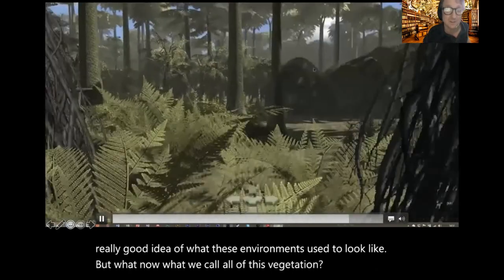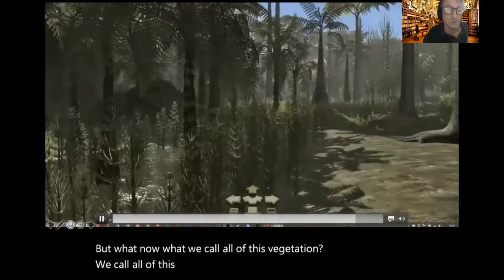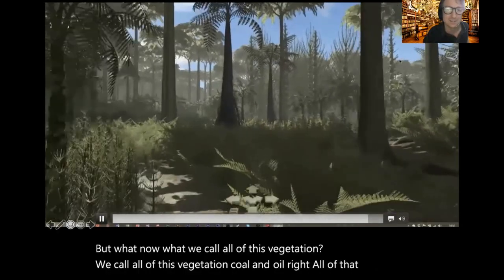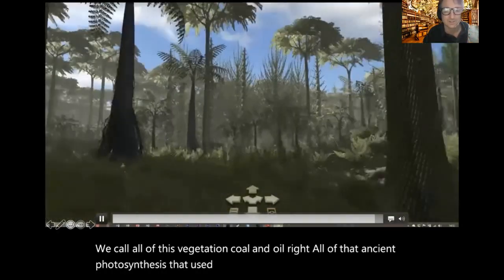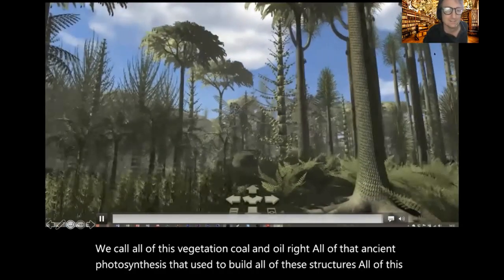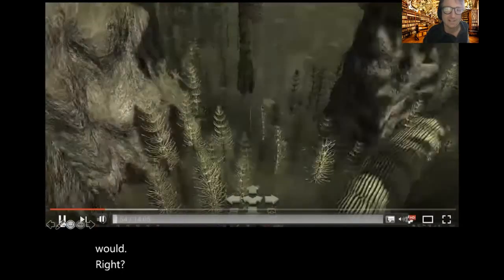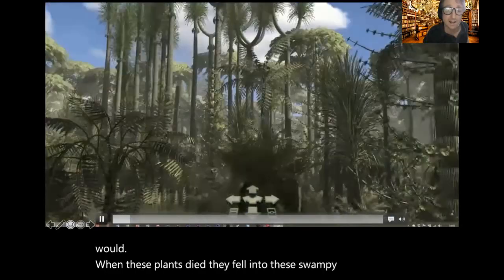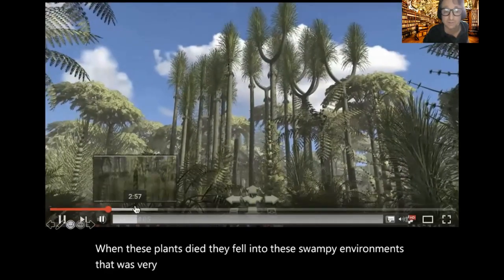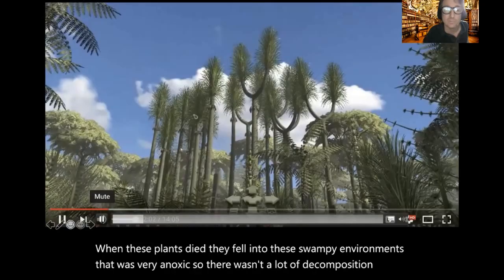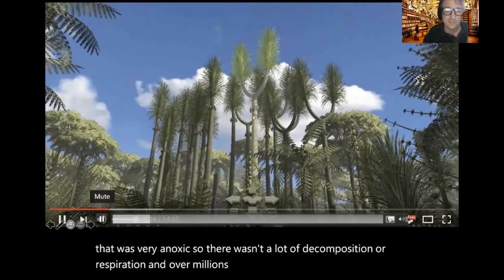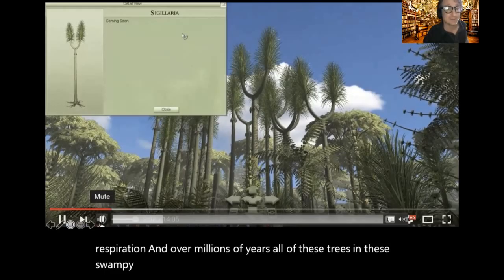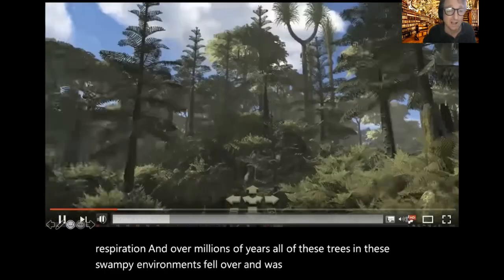We call all of this vegetation coal and oil, right? All of that ancient photosynthesis that used to build all of these structures, all of this wood. When these plants died, they fell into these swampy environments that were very anoxic. So there wasn't a lot of decomposition or respiration. And over millions of years, all of these trees in these swampy environments fell over and were preserved. All that carbon was locked away.